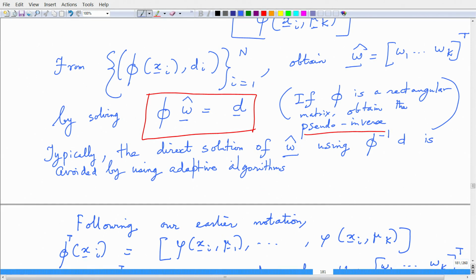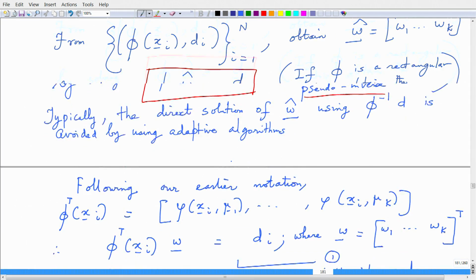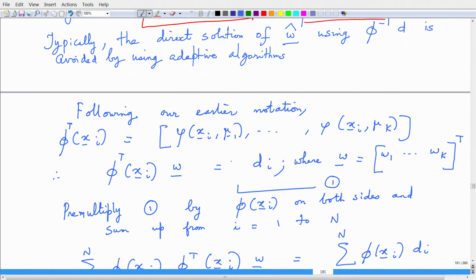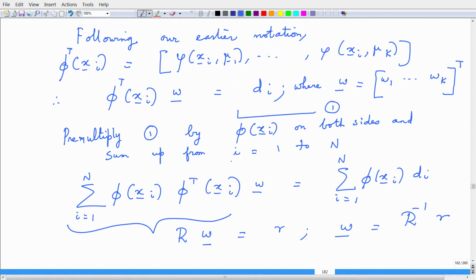Okay. So, as we are going through this equation, which is phi times w hat equals d, we said that the solution of w hat can be found using the inverse of this matrix phi, which is the Gram matrix, times the desired vector d, and this can be done using an adaptive algorithm. To set up the adaptive algorithm, let us delve a little into the details through our notation, right.